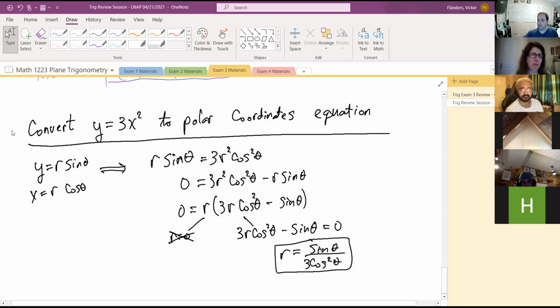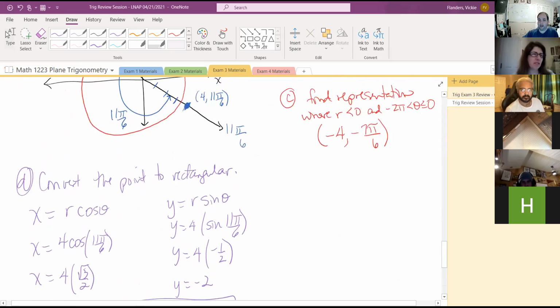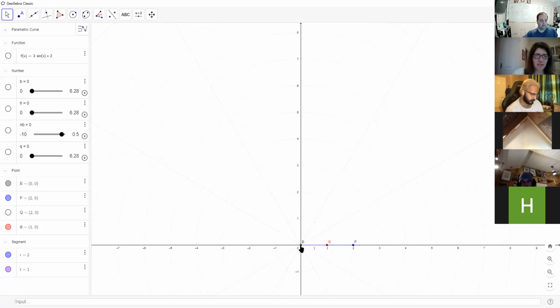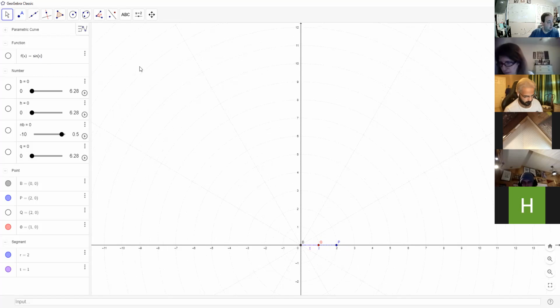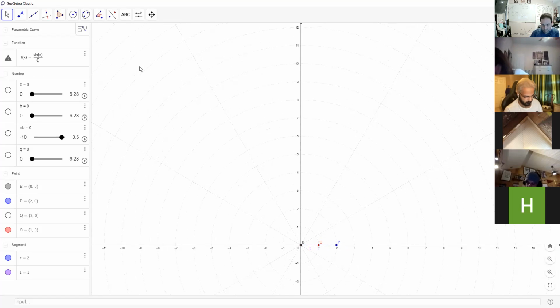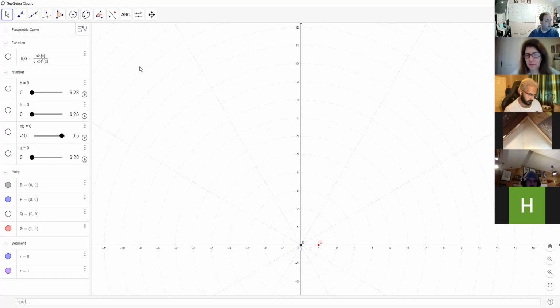And this is a whole other problem. What do you want to call this? What number is this? I have no clue. 5, right? So here is the polar graphing system here. And I'm going to change the r function that we're graphing here to the thing that we just solved, which I believe was sine theta divided by 3 cosine squared theta, right? I believe that was it.